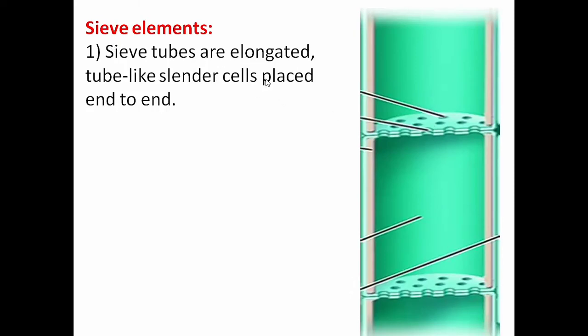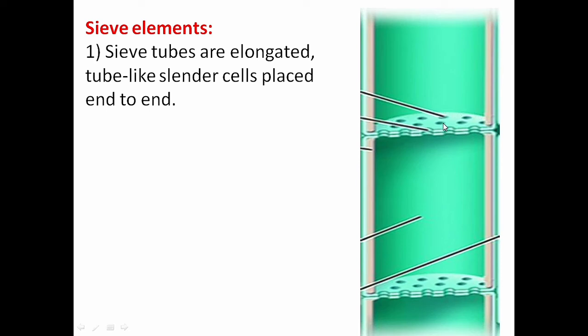Sieve tubes are elongated, tube-like slender cells. They are narrow, long cells placed end to end. This is the end of one sieve element, and another sieve element is connected here. The end wall has sieves.